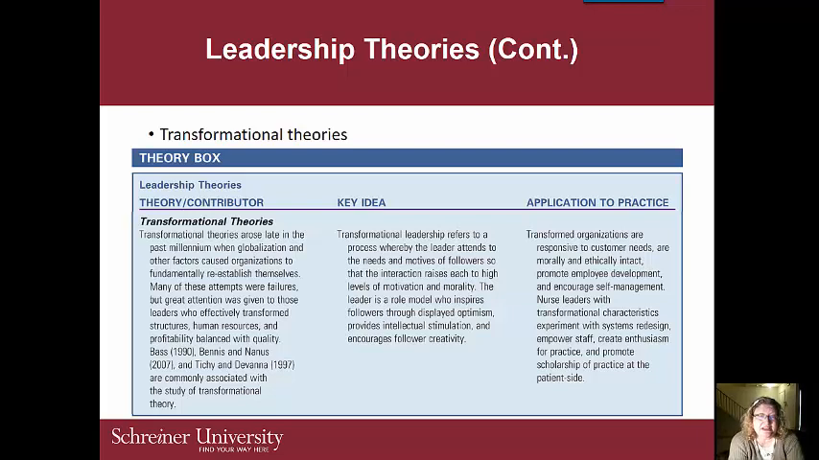Transformational theories. The leader takes care of the needs of the employees and provides motivation by empowering staff. Transformational leadership is the theory that I use. I've worked as a director of nurses and a manager and also a charge nurse. And when you empower your employees, they will literally follow you anywhere.